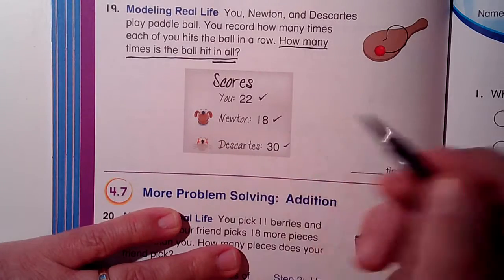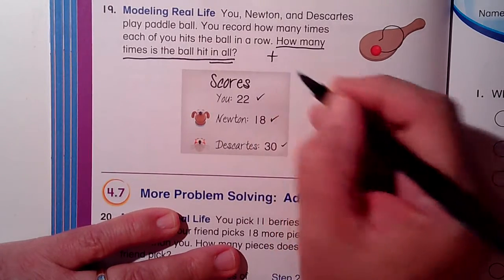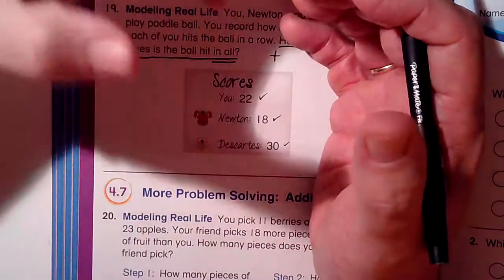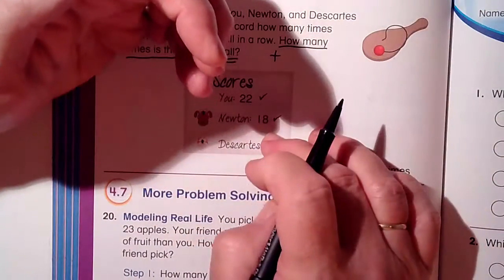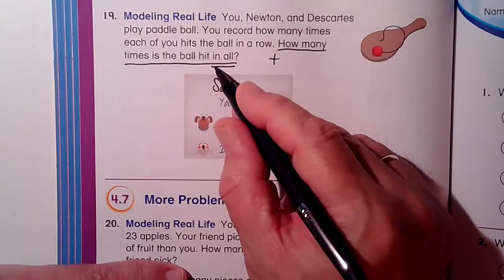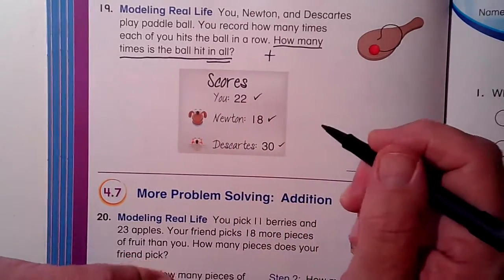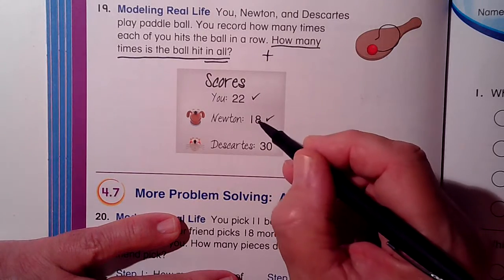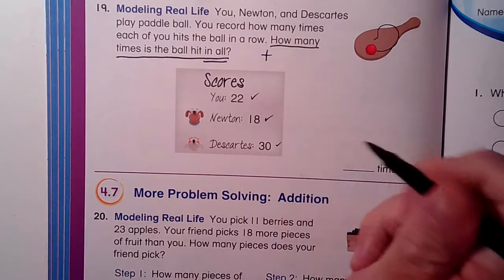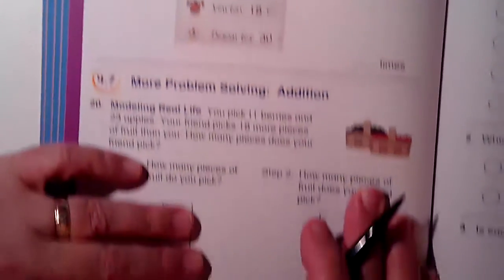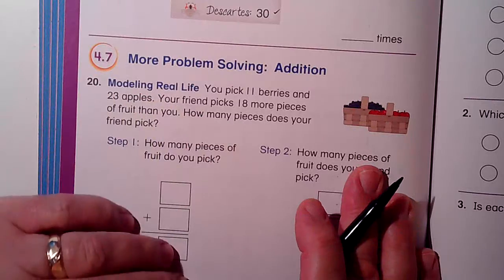Whenever I see in all, boys and girls, I think addition. I'm taking these, and then this has three numbers, so these. Put them all together. When I'm putting together, when I'm saying in all, then I add. So you, boys and girls, get to add 22 plus 18 plus 30 and find out how many times you hit the ball in all. Try this one on your own.